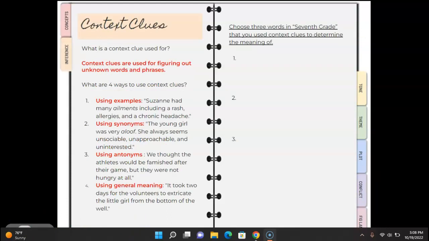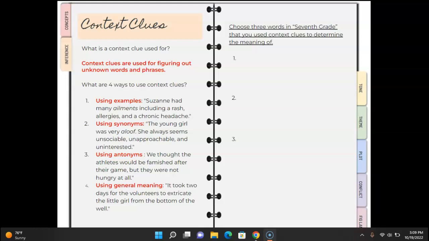The next element of fiction that we're talking about is context clues. What is a context clue used for? Well, inferences help us figure out what's going on in the story that may not necessarily be said. But context clues help us figure out the smaller pieces, the unknown words and phrases that we need to understand in order to draw those inferences. So what are 4 ways to use context clues?